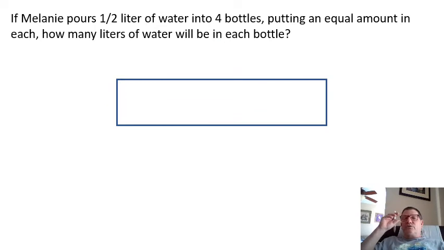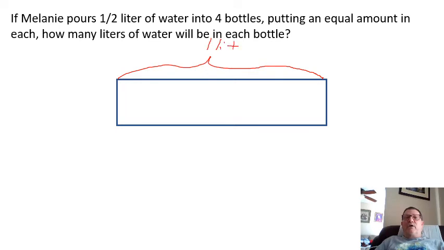All right, let's apply this to a word problem. If Melanie pours a half a liter of water into 4 bottles, put an equal amount in each bottle, how many liters of water will be in each bottle? Okay, well, we know since she poured half a liter, we still got to have 1 liter on top. Now we're going to split it into half, and this here's the one that's represented by the problem, 1/2 a liter. And it says they split it into 4 bottles. There's our 4 bottles. The question is, how much is in each one?